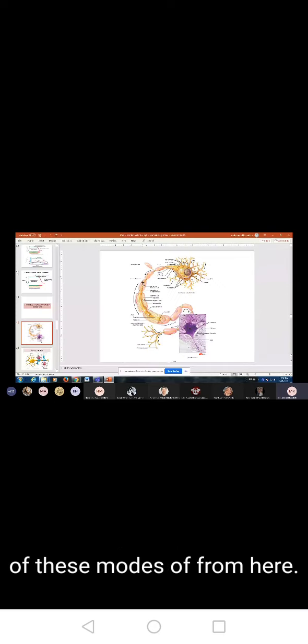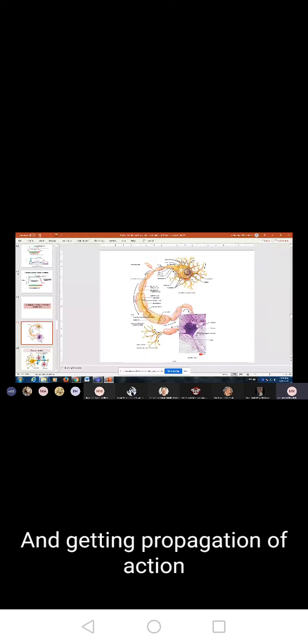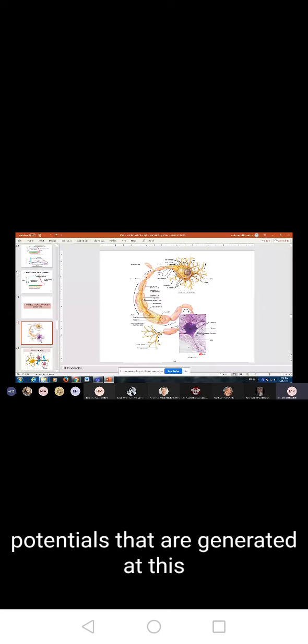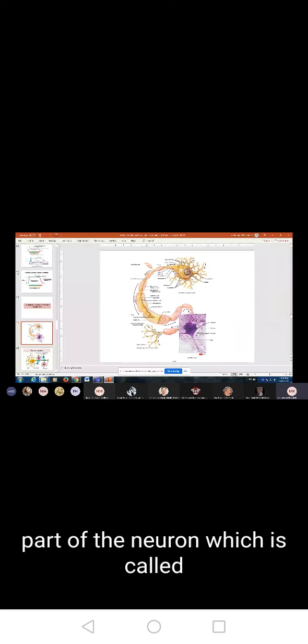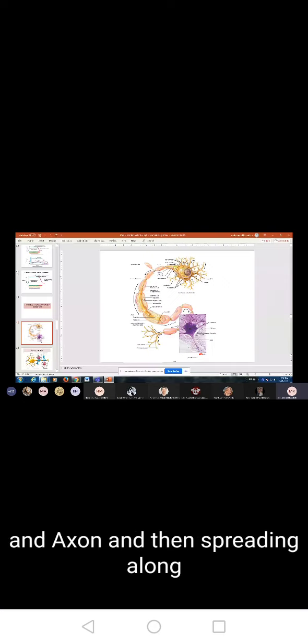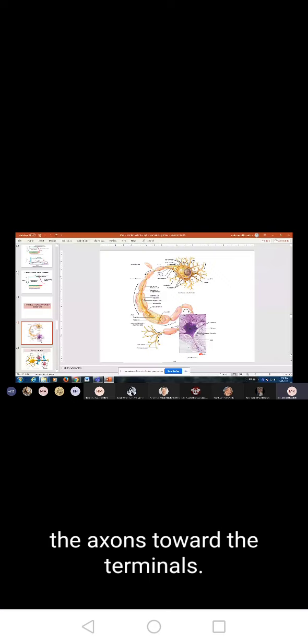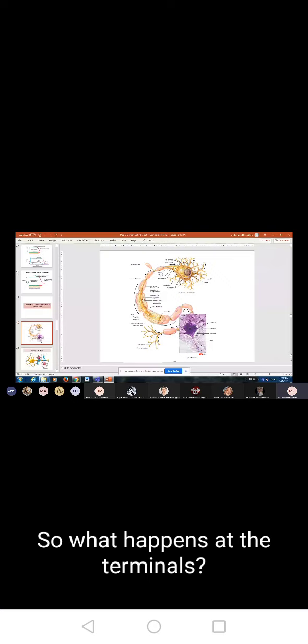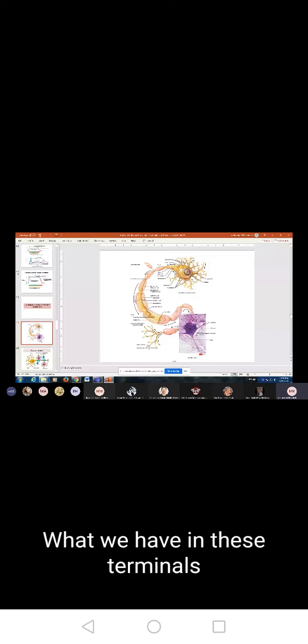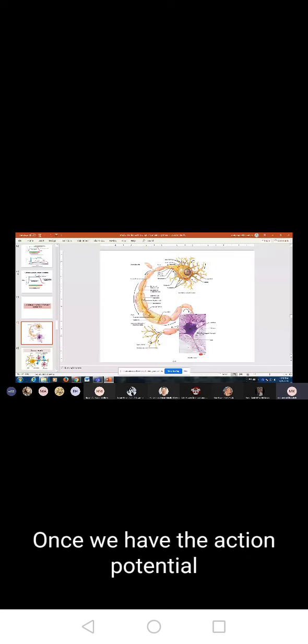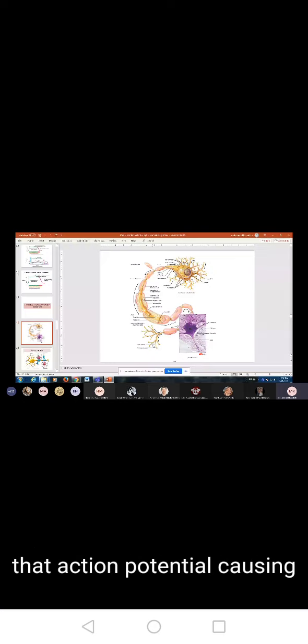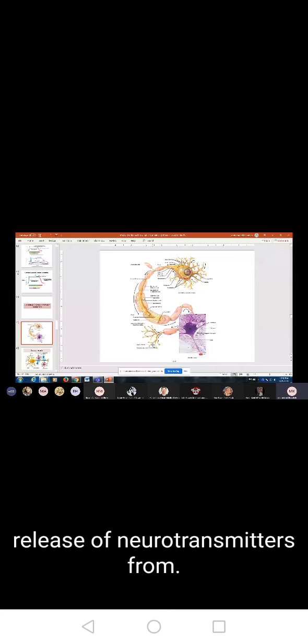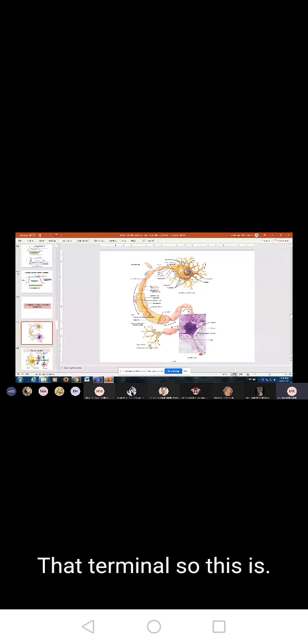We will see the importance of these nodes of Ranvier in the propagation of action potentials that are generated at this part of a neuron, which is called the axon hillock, between the cell body and the axon, and then spreading along the axons toward the terminals. So what happens at the terminals? What we have in these terminals are neurotransmitters. Once the action potential reaches these terminals, that action potential causes release of neurotransmitters from the terminal.